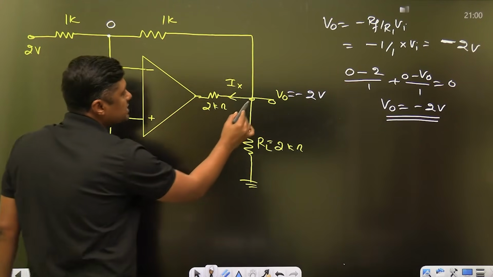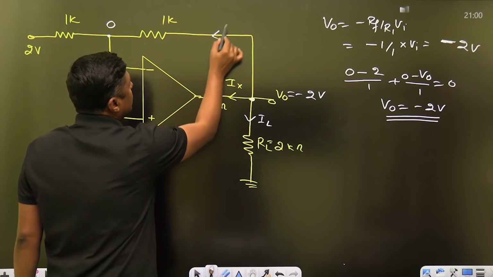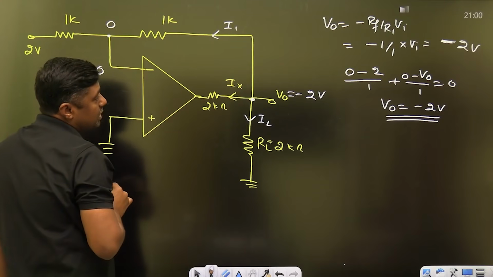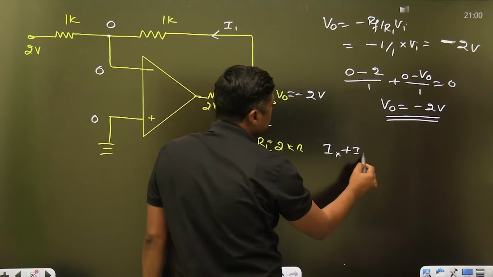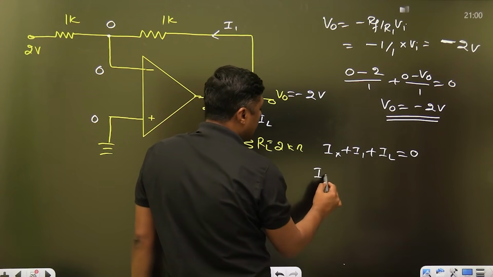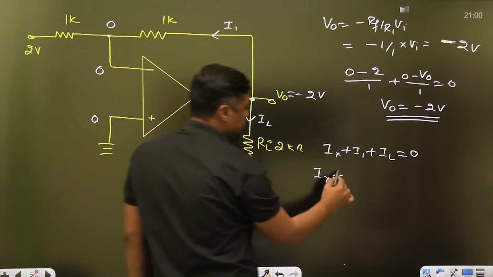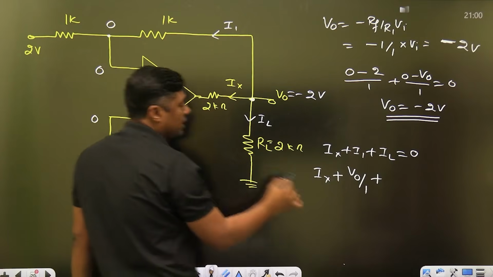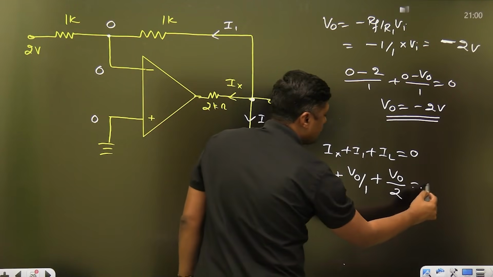Now write down the KCL at this point. What is the outgoing current? I1, and what is the outgoing current Ix? So the sum of the outgoing currents is equal to 0, and you have to calculate Ix. What is I1? V0 minus 0 by 1, V0 by 1, plus V0 minus 0 by RL, V0 by 2, is equal to 0.